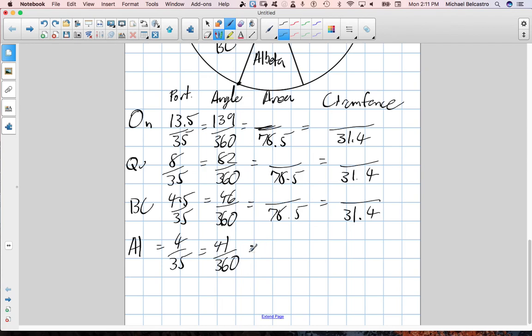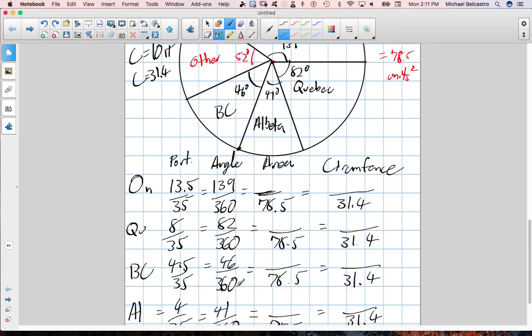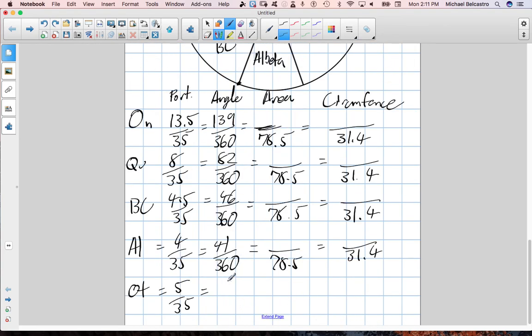a moment. The area is going to be 78.5, and the circumference is going to be 31.4. And other, same concept, 5 out of 35. A lot of information to tally here. I think it was 52 the angle. Yes, sector angle was 52 out of 360.